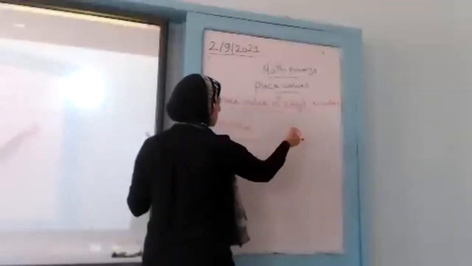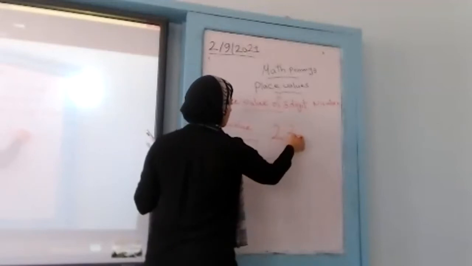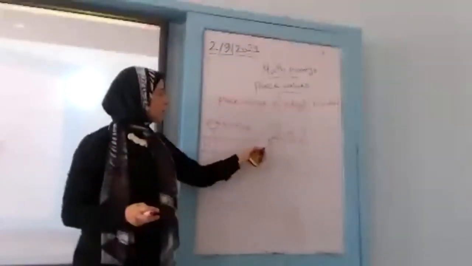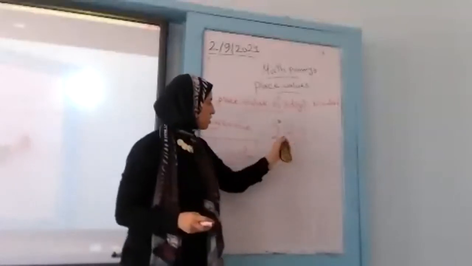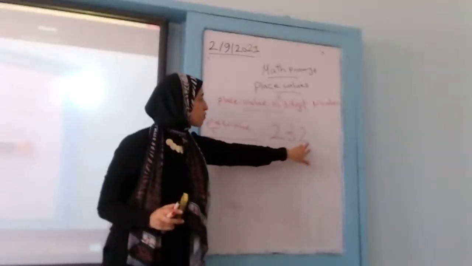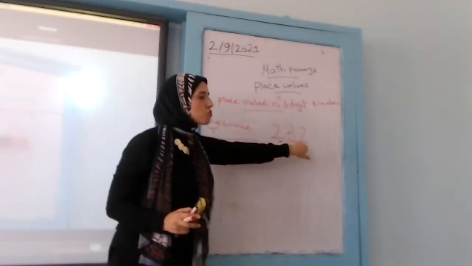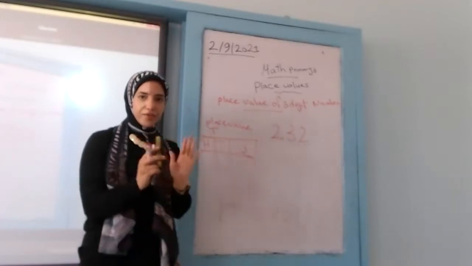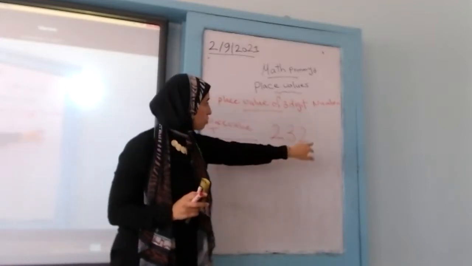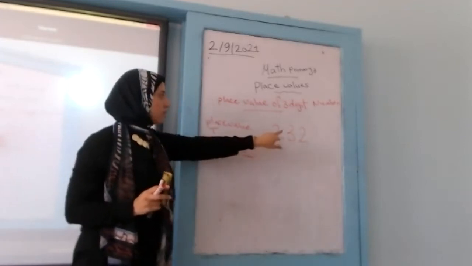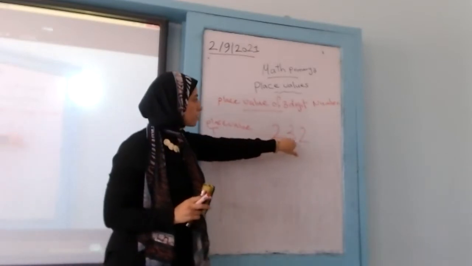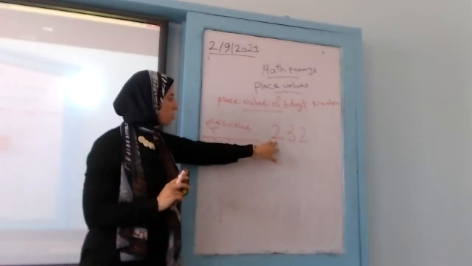Right? Let's make a number. 232. I want to know what the place values are. First, can I read this number? I write and move through the digits from right to left, but I read the number from left to right. Let's read the number. 232. That's how I read the number 232.